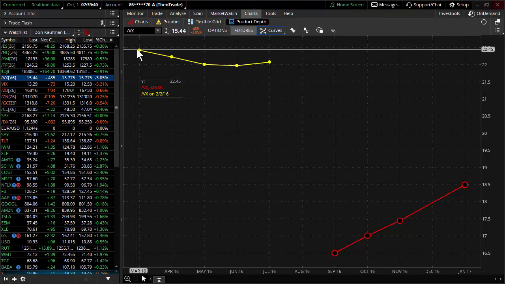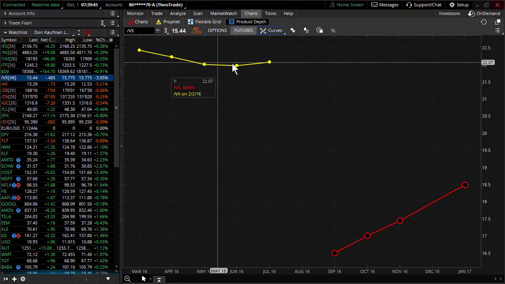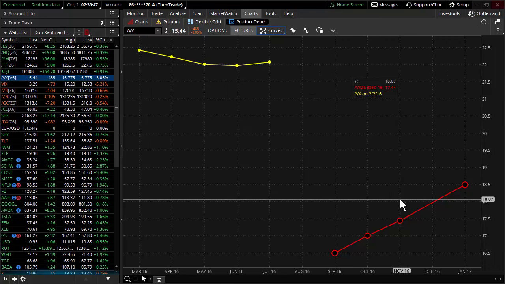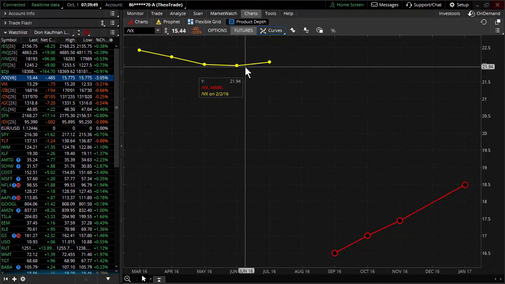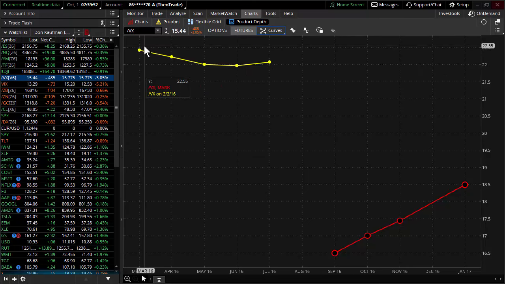And here is back in February. Why do I show you February? Because this actually went into a backwardation. That's when you kind of compare and contrast these. You're like, oh, I kind of get it. This is when risk was imminent. The market felt like it was falling apart.